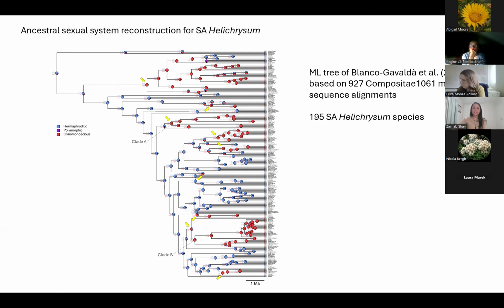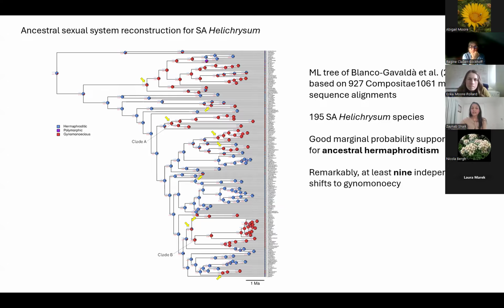And what we see from this analysis is that we have pretty strong marginal probability support for the ancestor to the South African Helichrysum having been hermaphroditic. So the support here is about 0.79. If we look at the number of shifts from ancestral hermaphroditism to descendant gynomonoecy, excluding the tip, so just looking at the internal nodes, we see at least 9 such shifts. So this is remarkably plastic across this group, transitions between sexual systems.